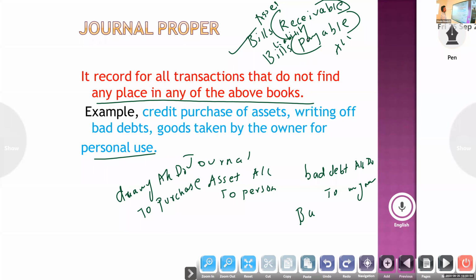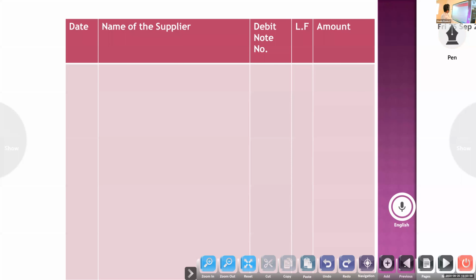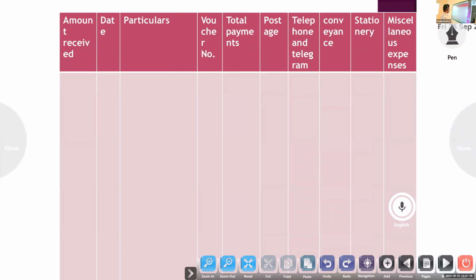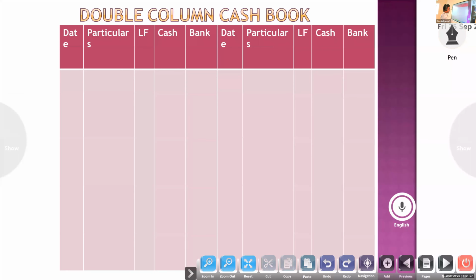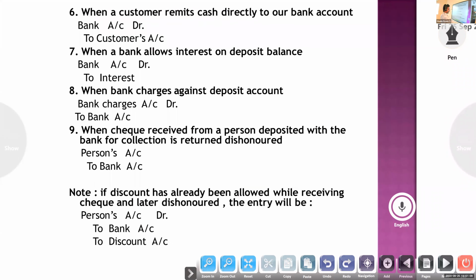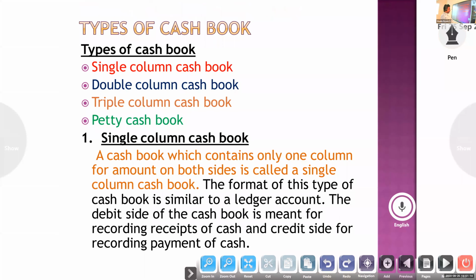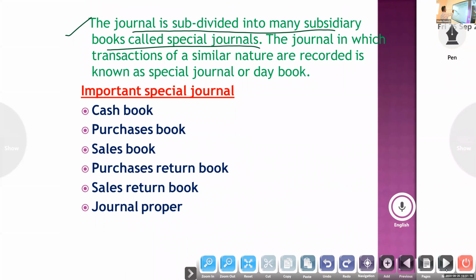Okay, that is, all other items will come in the journal proper. So what do you mean by subdivision of journal? The journal is divided into many special journals, known as subdivision of journal. Each subsidiary book is used for recording the transactions of similar nature. They are: day book, special journal, cash book, purchase book, sales book, purchase return, sales return, journal proper.